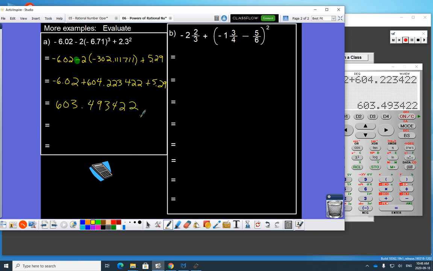603.493422. If you're freaking out about the decimal places, you're totally right. Most questions will say round to 2 decimal places or something like that. I was just going through it once so you could see what it was like with all the decimal places there. Did anyone else type this in? Did I type it in right? Did you get the same thing as me? Yeah, I'm getting some thumbs up. Good.